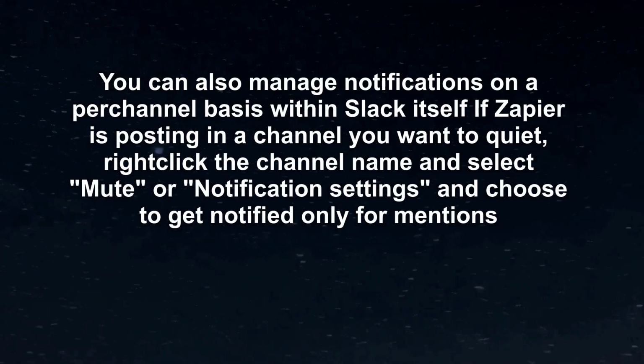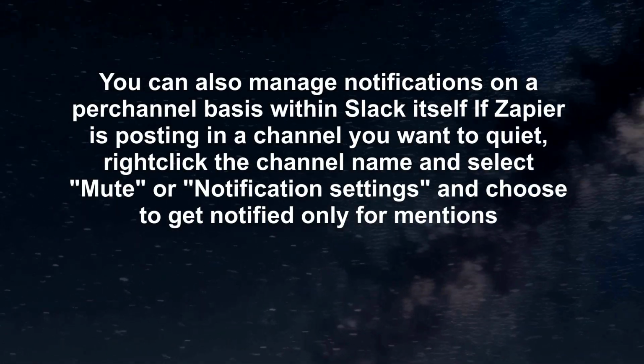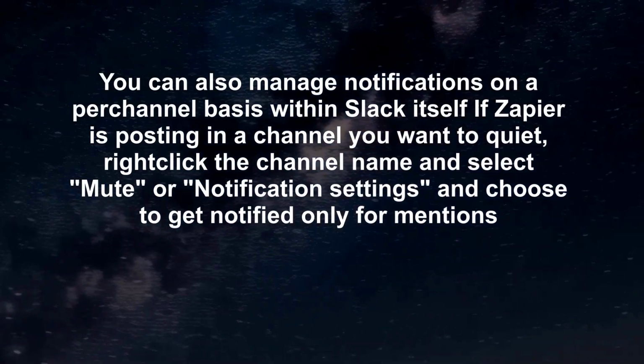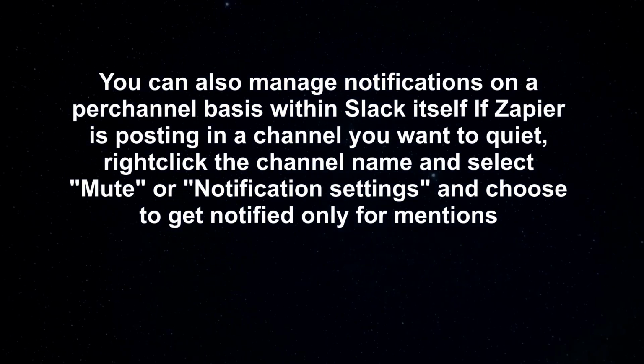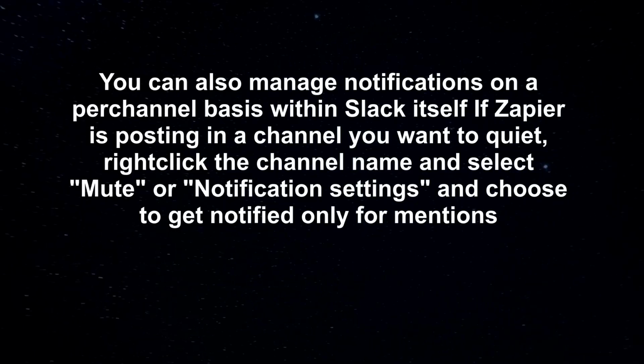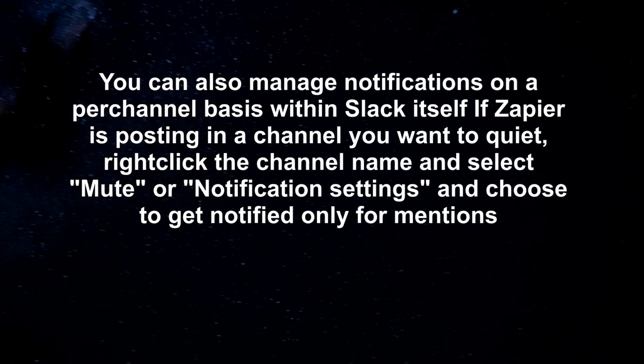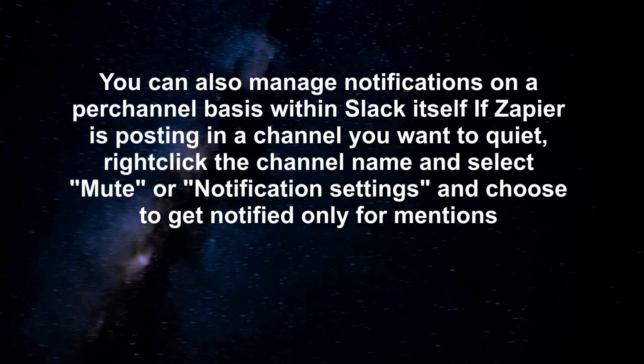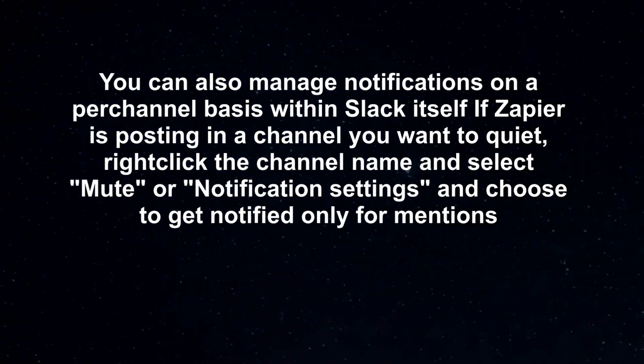You can also manage notifications on a per-channel basis within Slack itself. If Zapier is posting in a channel you want to quiet, right-click the channel name and select Mute or Notification Settings, and choose to get notified only for mentions.